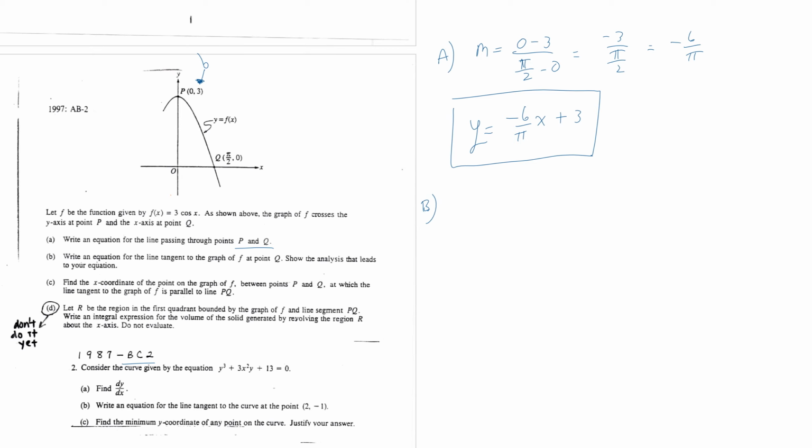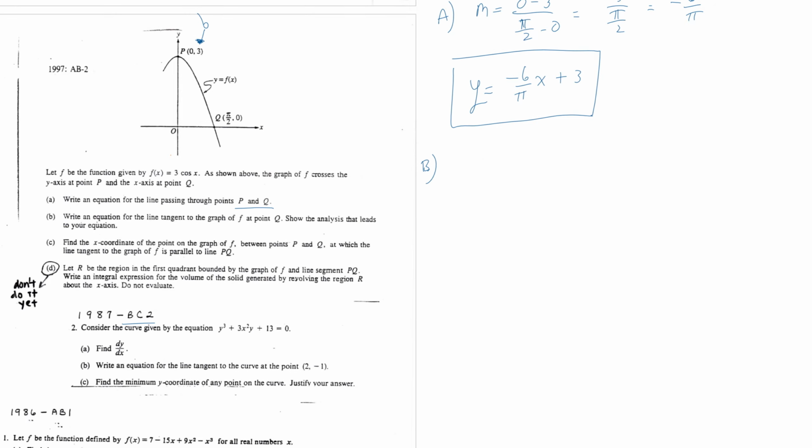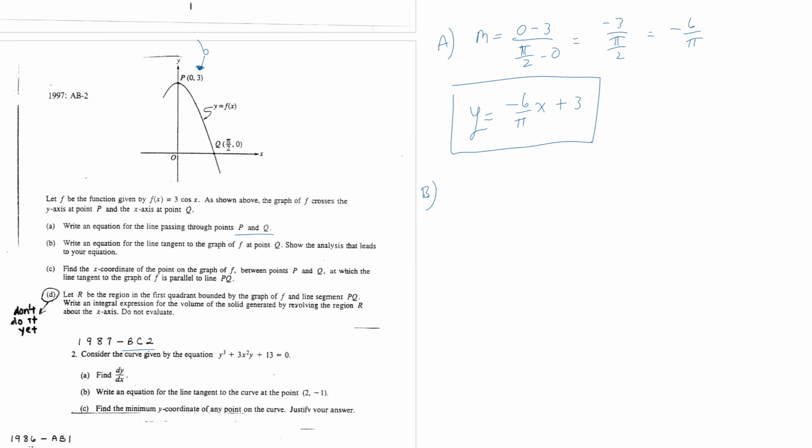Part B. Write the equation of a line tangent to the graph of f at point Q. Show the analysis that leads to your equation. What the heck? Show the analysis? Did that mean to show the work? I don't know what that means. Okay, I'm just going to do the work. How's that? They just don't want the answer, I guess. So let's go ahead and put that.